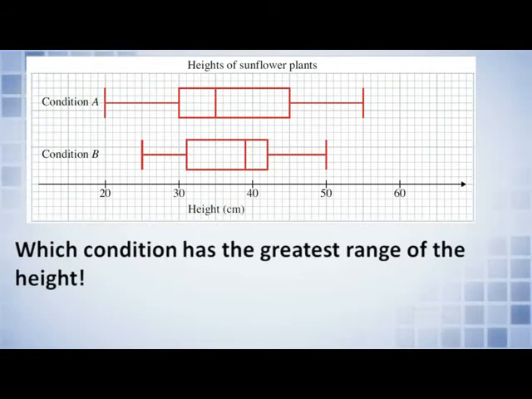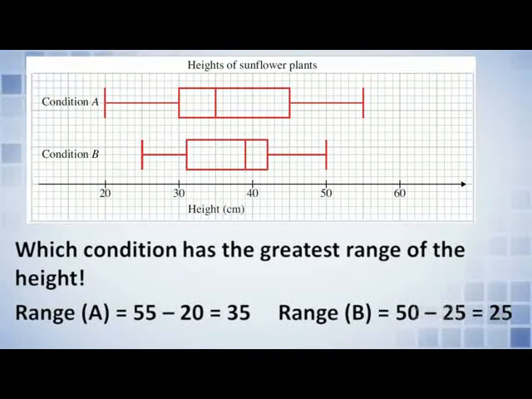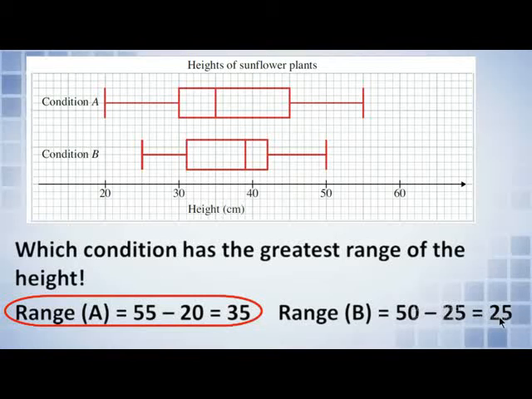Which condition has the greatest range of the height? We have to find the range of each condition. The range of A is the maximum subtracted by the minimum, 55 minus 20 equals 35. The range of B is 50 minus 25 equals 25. So the greatest range is condition A also.